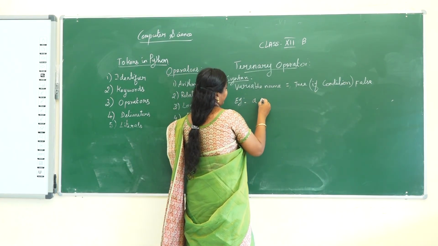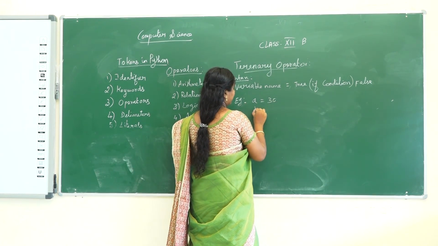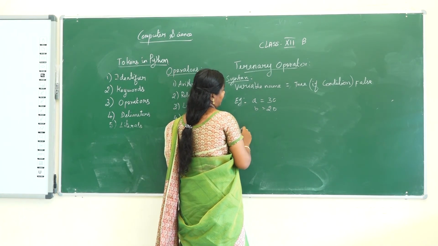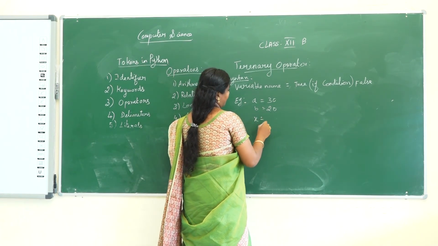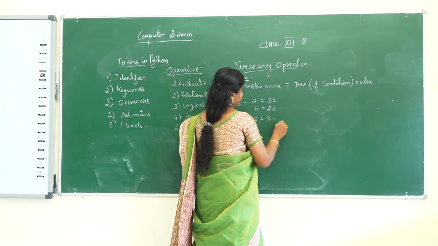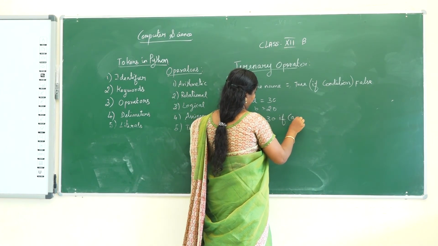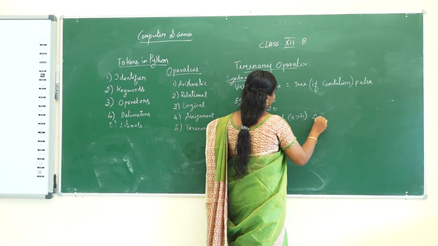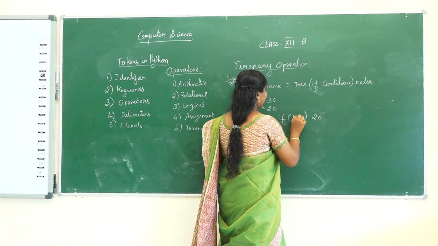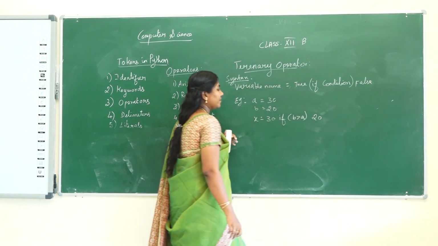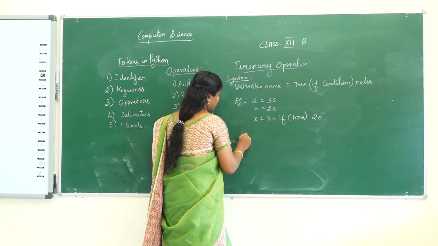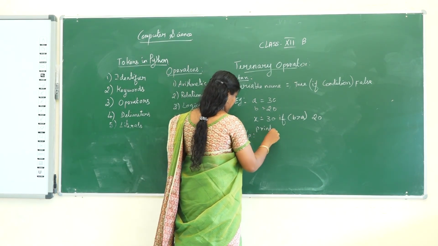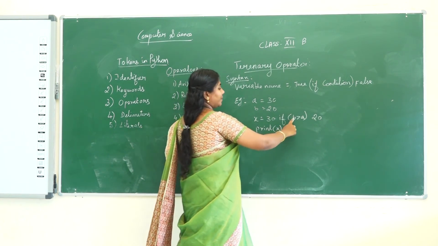suppose I am having a is equal to 30 and b is equal to 20. I am giving the ternary operator as x is equal to 30 if a greater than b, else 20, or suppose I am giving b greater than a. Okay, so now first it will check the condition. So, what will be the output of it? So, print x. Okay, so b greater than a.